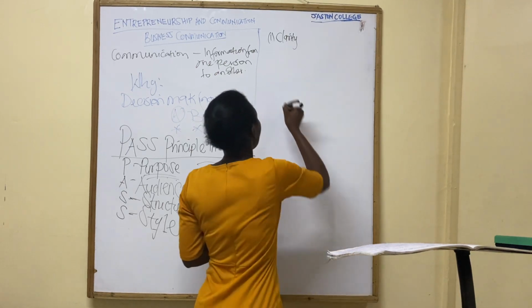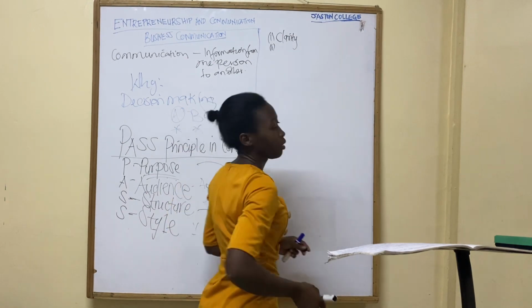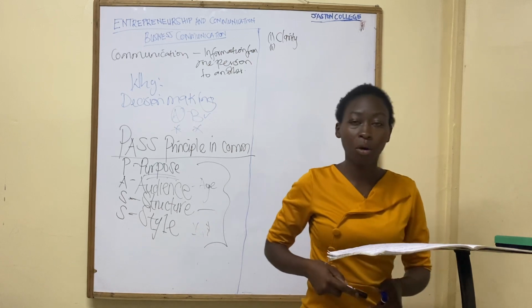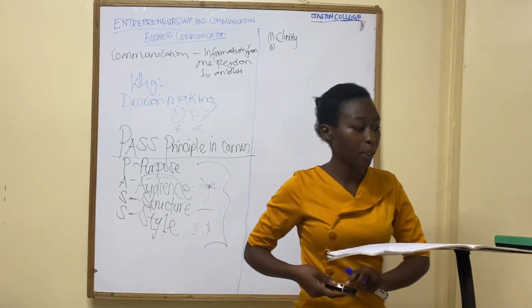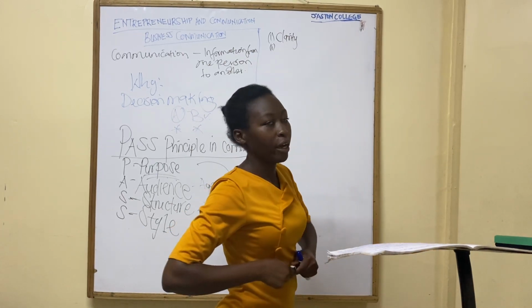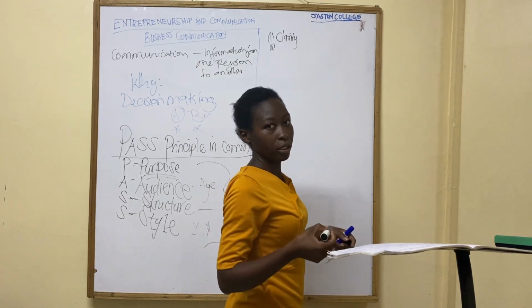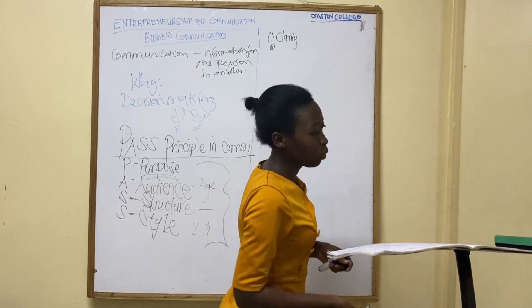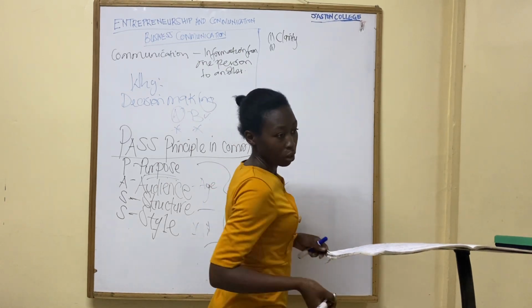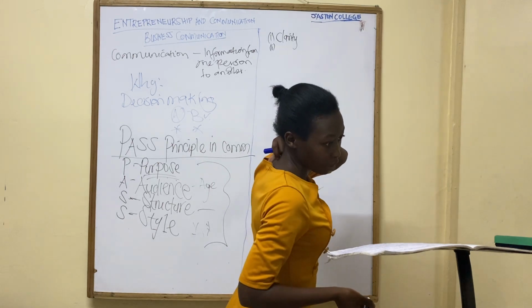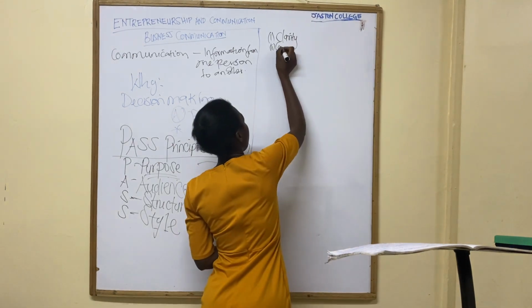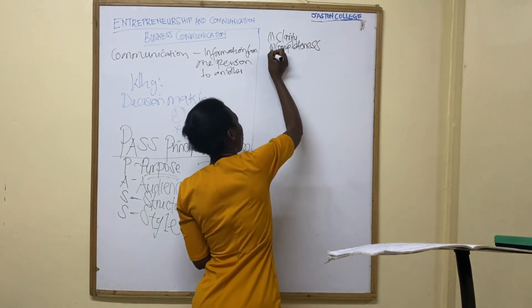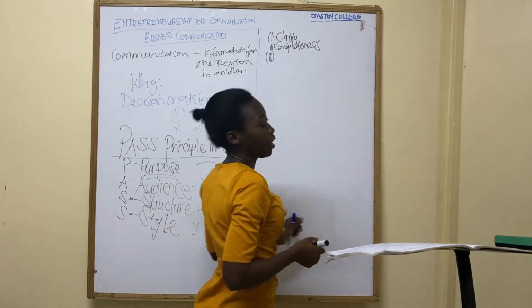Also, we have another one, which is that your communication should be complete, the completeness. Are you to the point? Did your point reach home where you wanted it to be? So the completeness of your communication. Is your communication complete? So that's another one.